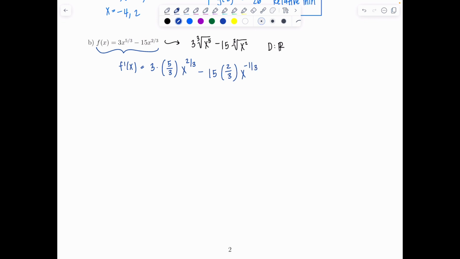Okay, let's clean up a wee bit more. So notice, these 3's cancel. This is just 5x to the 2/3 minus 15 times 2/3 is 10.